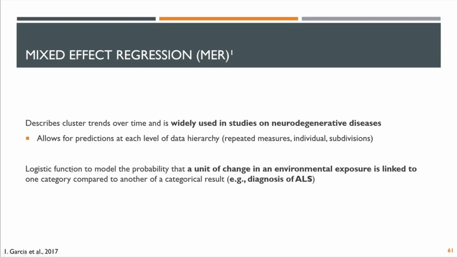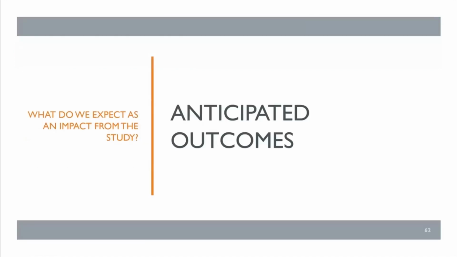And using a logistic function, we can then model the probability of 1 unit of change. So let's say maybe you go from the bottom quartile of pollution to maybe a higher level of pollution. What would be the increased probability of being diagnosed with ALS due to that increased level of pollution? And eventually, we could interpret that as relative risk, but it will let us know if there's indeed an association. And what is the effect size?